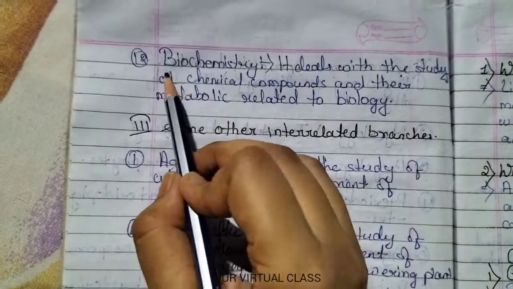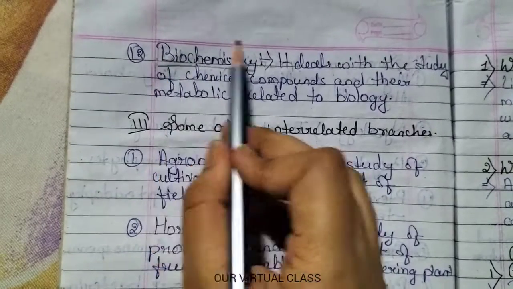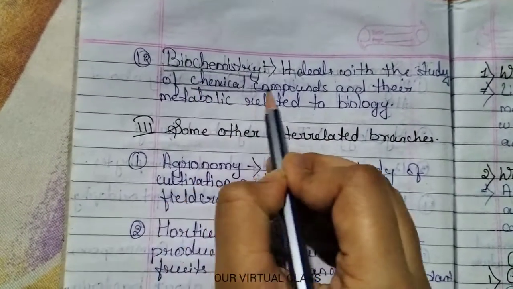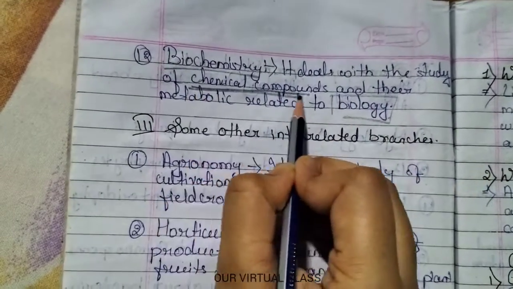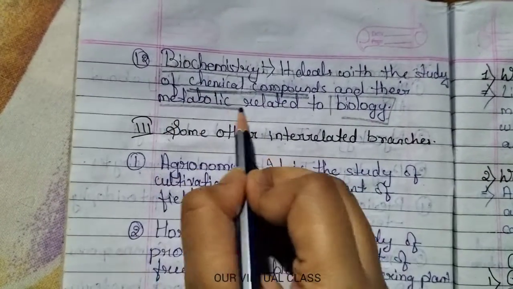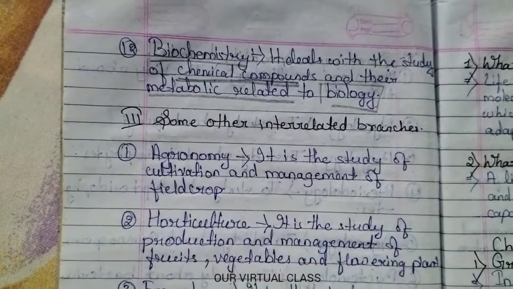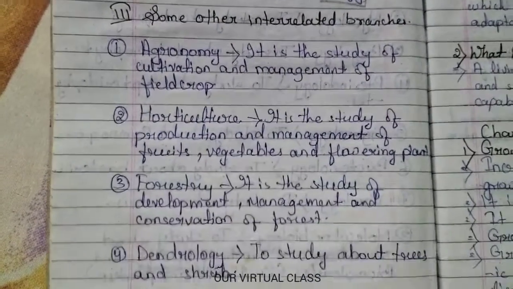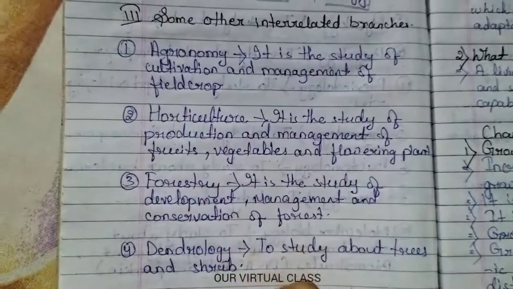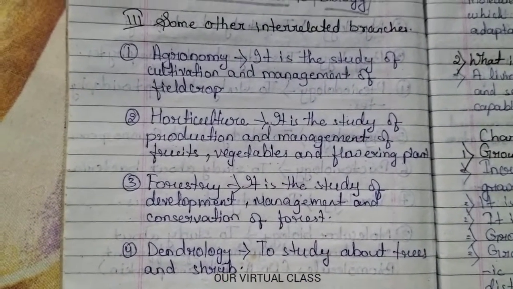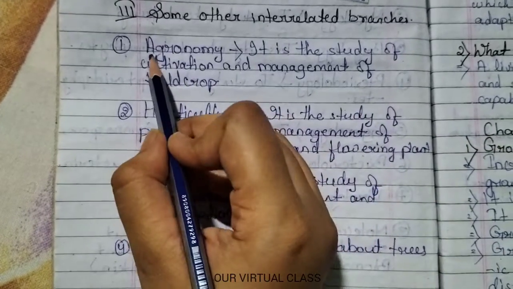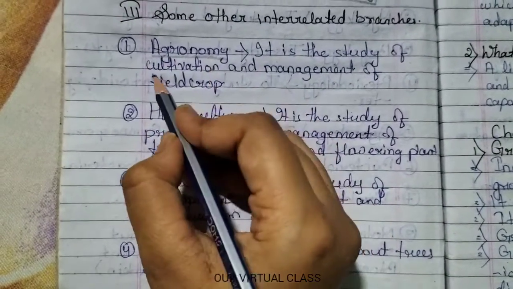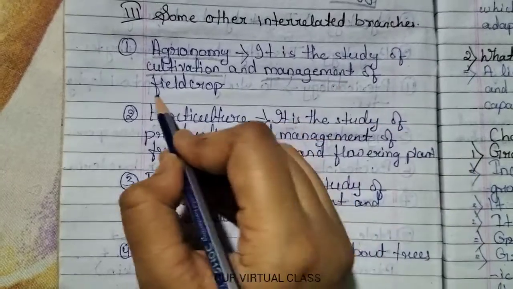Now the 12th one is biochemistry. In biochemistry, we will learn how chemical compounds are related to biology and how they are helpful in our metabolic processes. Okay. Now the third, and this is the last one. Here only 5 of them are there. Now these are some interrelated branches. First is agronomy. Agronomy means cultivation and management of field crops.